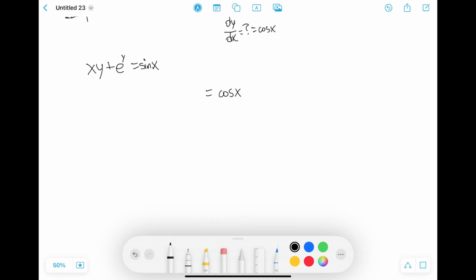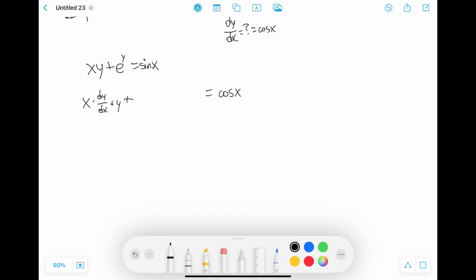So we would say that the derivative of xy is equal to x times the derivative of y plus y times the derivative of x, which we know that the derivative of x with respect to x is just going to be 1. So we'll just leave it like that. And then we're going to add this to the derivative of e to the y with respect to x.